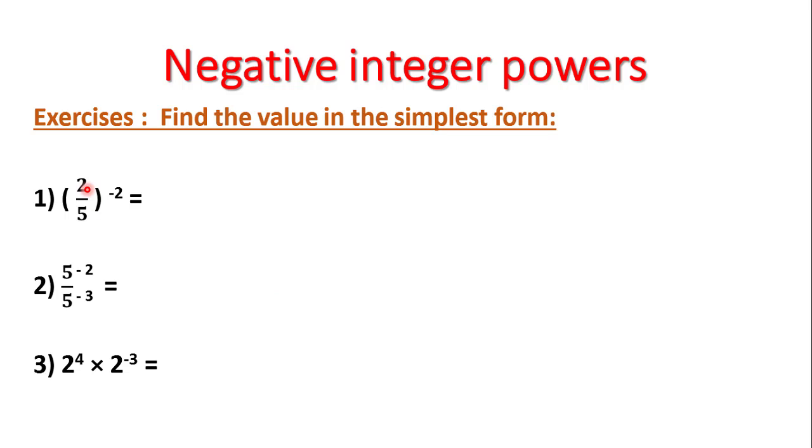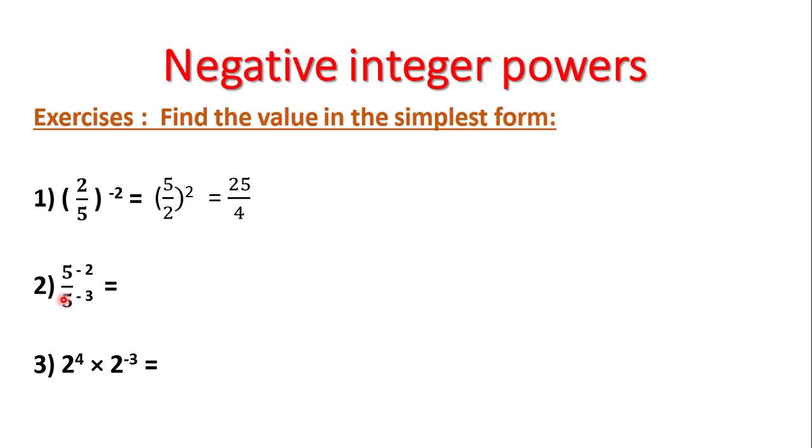The first one, here we have 2 over 5 to the power negative 2. Here we have a negative power, so I'll get the reciprocal, which is 5 over 2. Then I'll change the negative into positive, so it will be 5 over 2 to the power positive 2. It means 25 over 4.